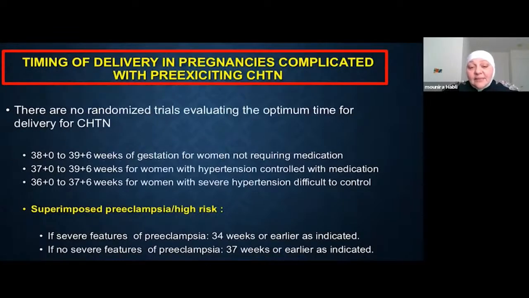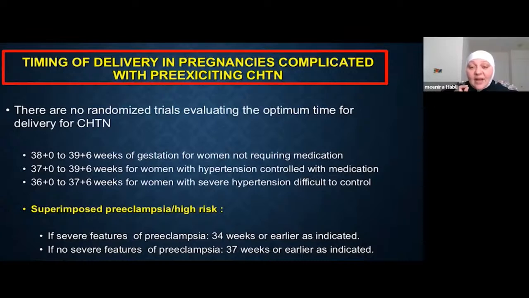Timing of delivery based on the American College of OBGYN is as follows. Keep in mind, there is no randomized trial that has evaluated the optimal timing of delivery for these patients, whether low or high risk. We deliver patients at 38 to 39 weeks 6 or 7 days of gestation if they have chronic hypertension on no medication. If they have chronic hypertension with medication that is well controlled, we deliver them between 37 and 39 weeks 6 days.